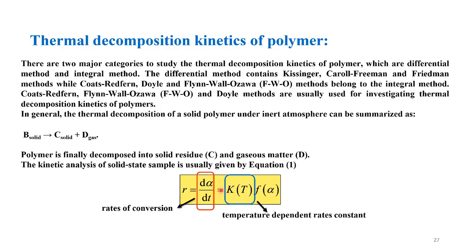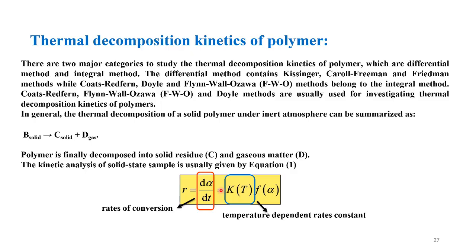So for thermal decomposition kinetics of polymers, we have two major categories to study them, which are the differential method and the integral method. The differential method contains Kissinger, Carroll, Freeman, and Friedman methods, while the integral method has techniques like Coats, Redfern, Doyle, Flynn-Wall, Ozawa, and FW methods. FW, Coats, Redfern, and Doyle methods are usually used for investigating thermal decomposition kinetics of polymers.